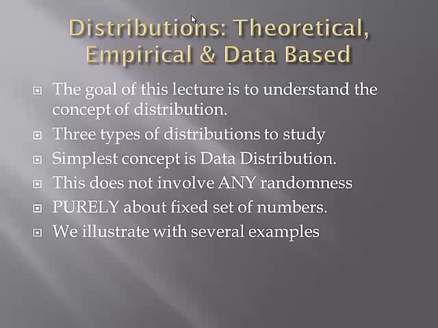So the simplest concept is data distribution. In data distribution there is no randomness, there is no random variable, but it becomes later on the basis of a random variable. But it's the easiest to understand. So we will start with the concept of a data distribution. It's about purely a fixed set of numbers.